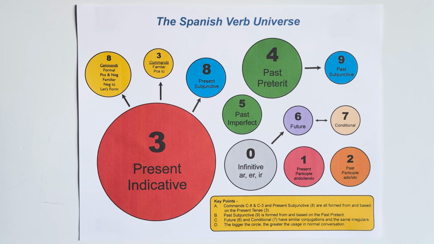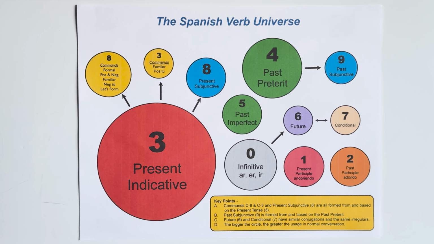Look at the one in the middle. It says number 3, commands. The familiar positive command. How do you do a command to a friend? Hey, you take the LA form of the present tense, and there's your command. There are a few irregulars. Just like with a formal, there are a few irregulars, but there are not many irregulars, very, very few.